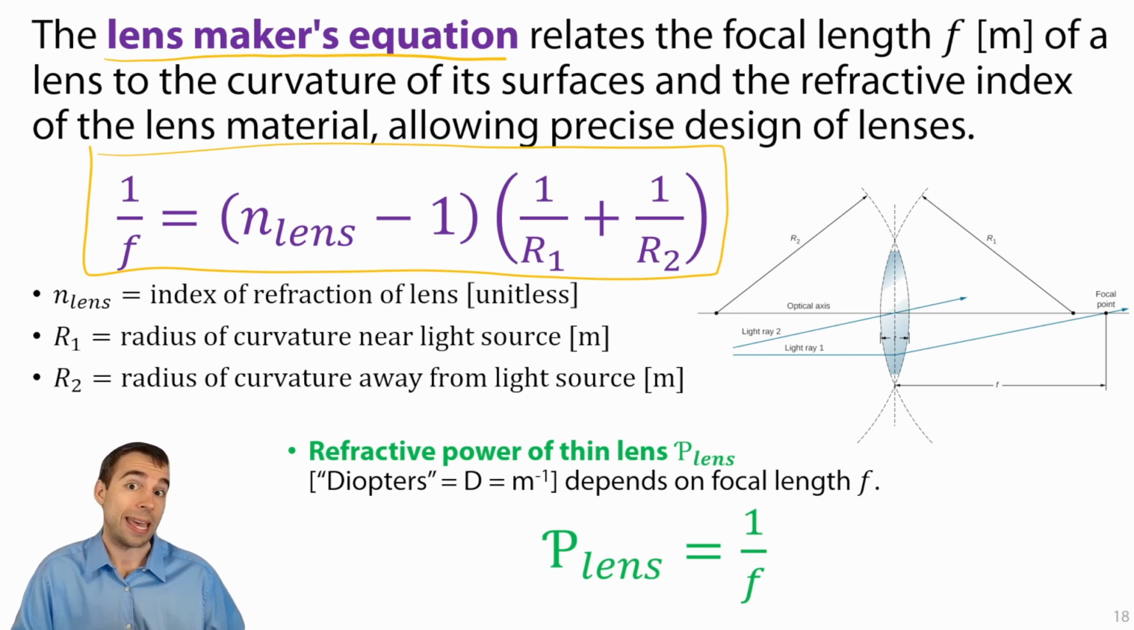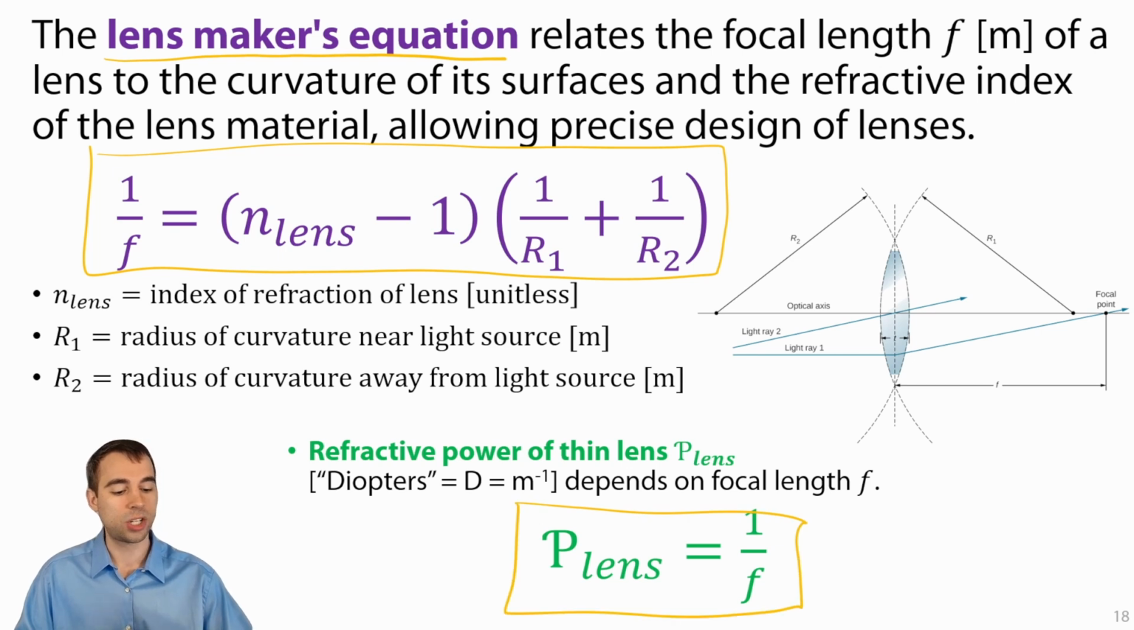In this way, we can calculate the refractive power or the optical power of a thin lens as P, which is just 1 over the focal length for a thin lens. And remember, the power is measured in diopters or inverse meters.